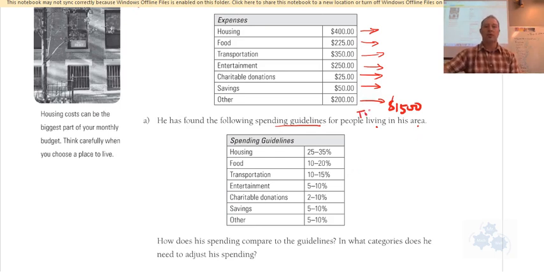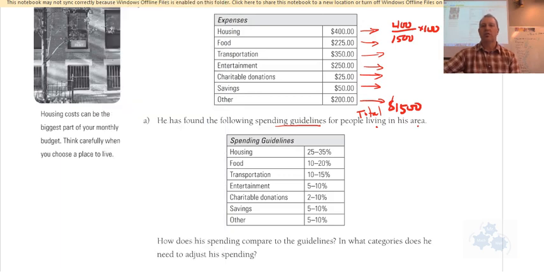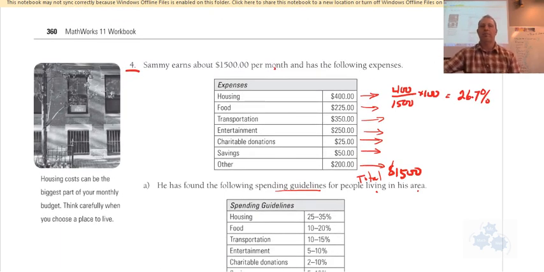This is going to be the total. Now in order to find out what housing actually is, let's do 400 divided by 1,500 times 100%. So let's figure that out. 400 divided by 1,500. We move that decimal place over twice to multiply it by 100, so that's 26.7%. Then we'll find out the rest, and we won't need to show our work for the rest.